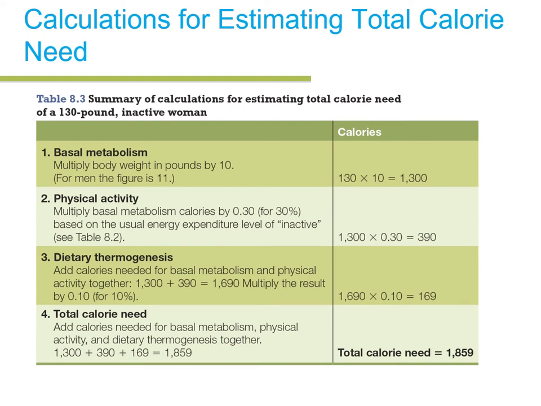Calculations for estimating total calories. Your book has a summary of calculations for estimating the total calorie need of a 130-pound inactive woman. It also performs some calculations there for you again if you need another example, if you didn't quite get the last slide. So you have two examples, one in your book and one in my slide. Now we're going to talk about the energy in foods next.